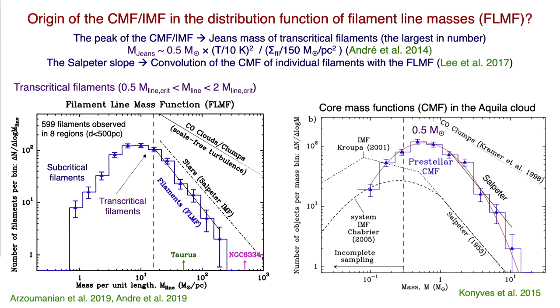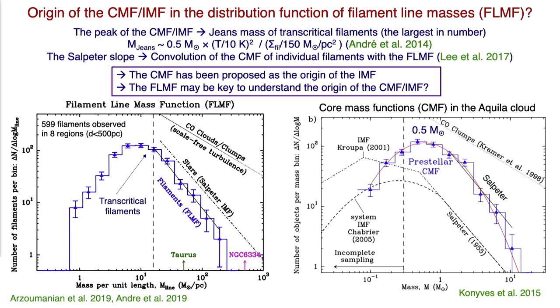Also, on this filament line mass function, we can see that for the supercritical filaments, the filament line mass function shows a slope which is of the order of the Salpeter slope of the IMF, which is also seen in the core mass function. This suggests that the core mass function is inherited from the filament line mass function, where higher mass cores form along higher line mass filaments. The CMF has been proposed as the origin of the IMF, and now with this observation, we suggest that the filament line mass function may be important in order to understand the origin of the CMF and, consequently, that of the IMF. Okay, I will stop here, thank you, and Rachel will continue by giving some results on the dense core properties.